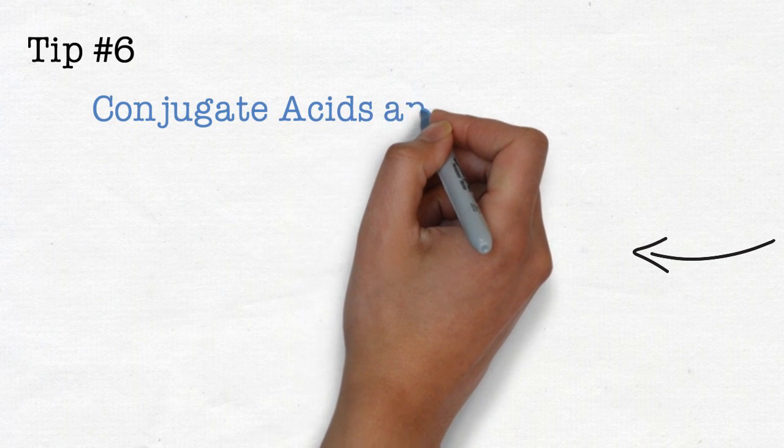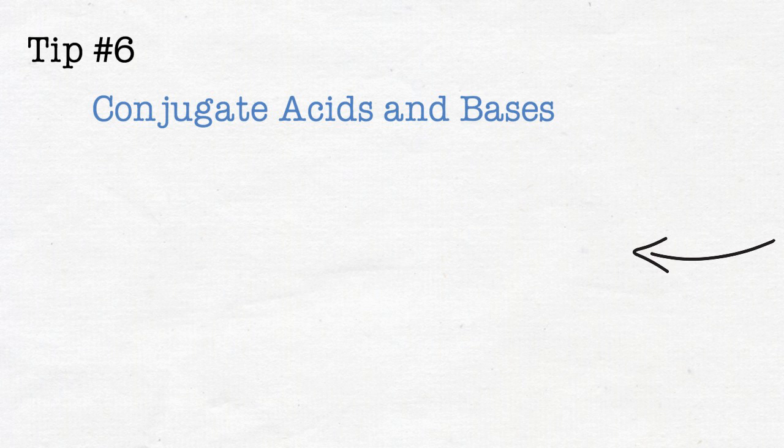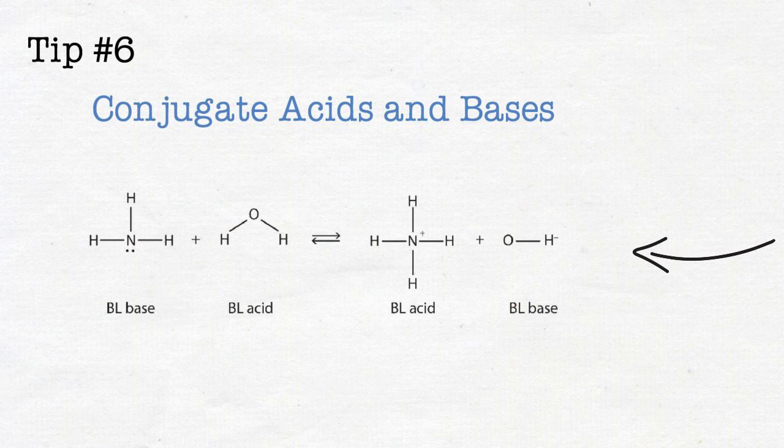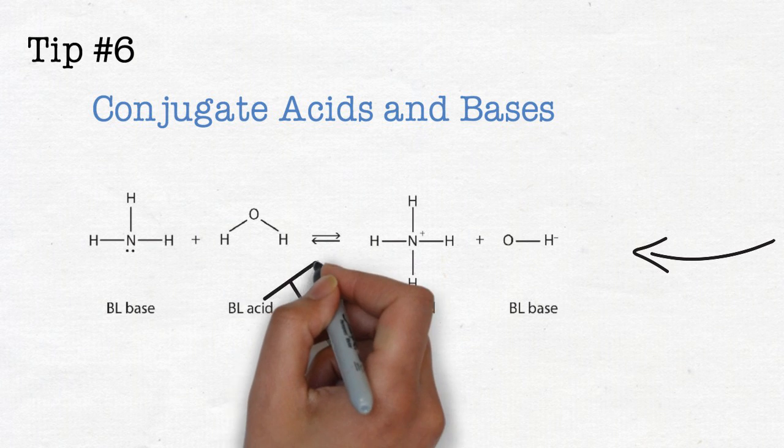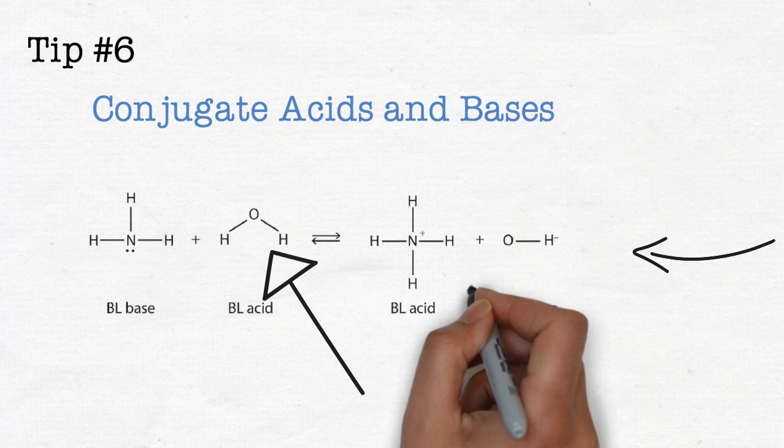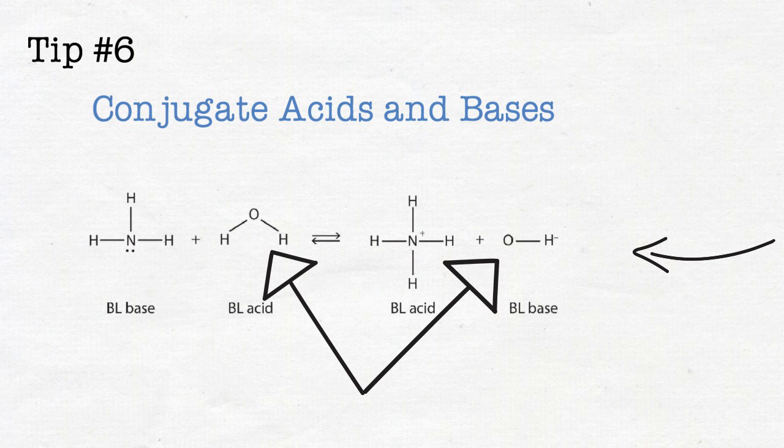Tip number 6. Conjugate acids and bases. We can look at a sample equation here with ammonia and water to form ammonium and hydroxide ion. We can see here that water acts as an acid as it donates a proton. The difference between an acid and its conjugate base is just 1 proton. Same with a base and a conjugate acid, 1 proton.